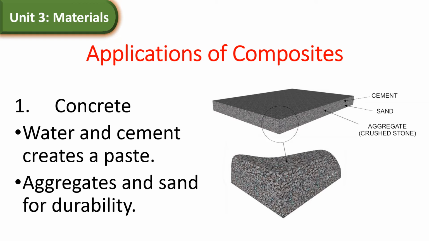So what are the different uses of your composites? There are two identified applications or uses. The first one is your concrete and your second one is your fiberglass. Number one is your concrete, which is very common in buildings, in houses, or in roads. Your concrete has a combination of your cement, sand, and your aggregate, also known as your crushed stone. So what do you think is our matrix and what do you think is our reinforcement?